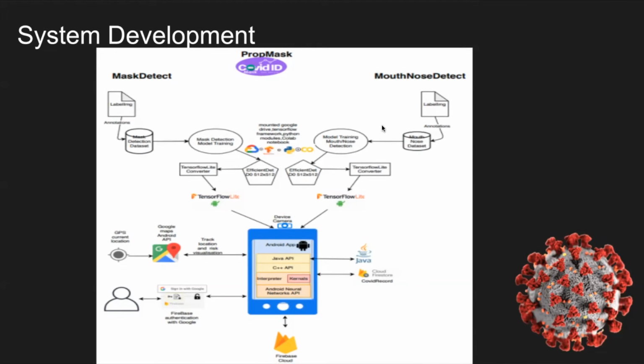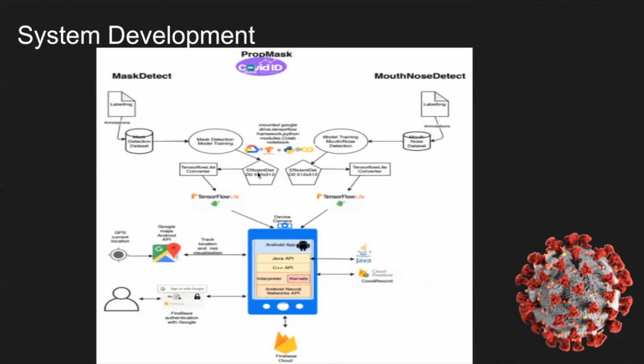Here is the system diagram of PropMask. At first, images are collected and annotated with LabelImg and retrained with the EfficientDet D0 model for both the subsystems. The outputs of the Mask Detect and Mouth Nose Detect training subsystems are saved models, which store both the weights and architecture of the model.